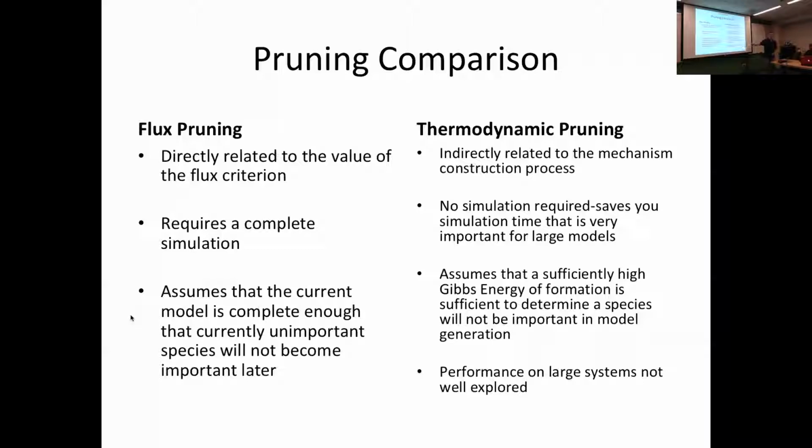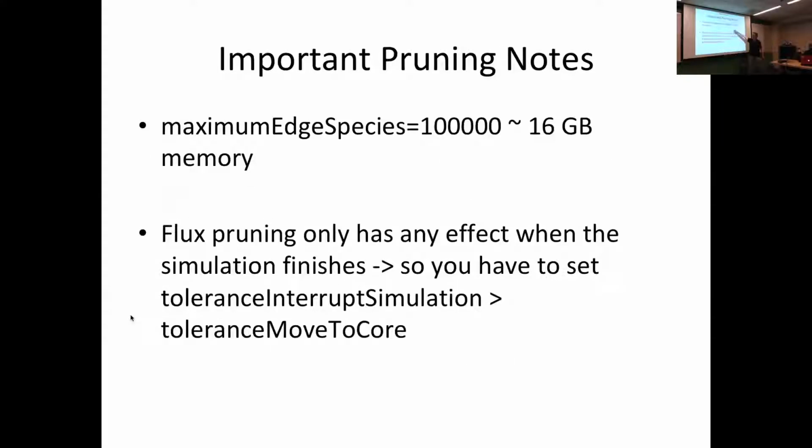Thermodynamic pruning also saves you a little bit of time if you have a large enough model that you're in the simulation regime. And other important notes: a maximum edge species of about 100,000 typically corresponds to about 16 gigabytes of memory. And just to reiterate, flux pruning only has an effect when the simulation finishes. So you have to set this interrupt tolerance larger than the move to core tolerance.